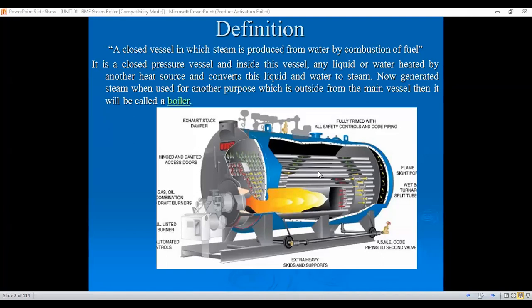So the main aim of showing this picture is that this is a water tube steam boiler. In the water tube steam boiler, fire is outside the tube and inside water is there. So the efficiency is good as compared to the fire tube boiler.